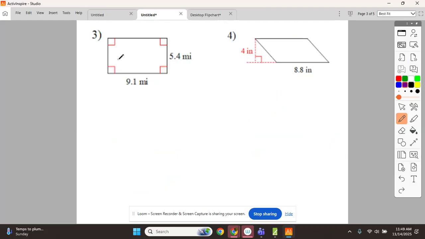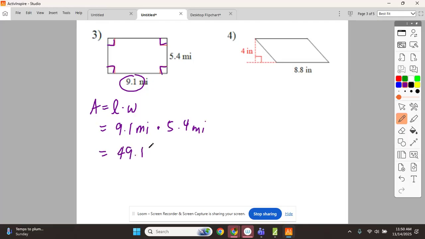Next, number three. This is like a square, but it's a little bit not, because this is 90, that's 90, but this is longer than the other. So this is considered to be a rectangle. So the area for a rectangle is length times width or side times side. 9.1 miles times 5.4 miles. 9.1 times 5.4 gives us 49.14 miles squared. Easy.